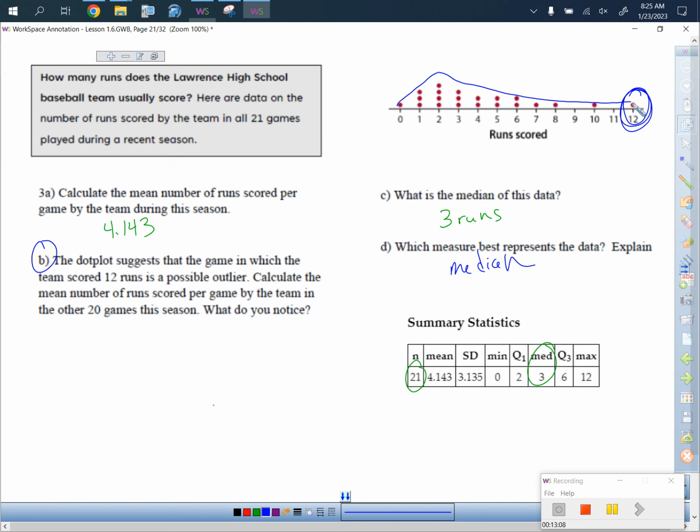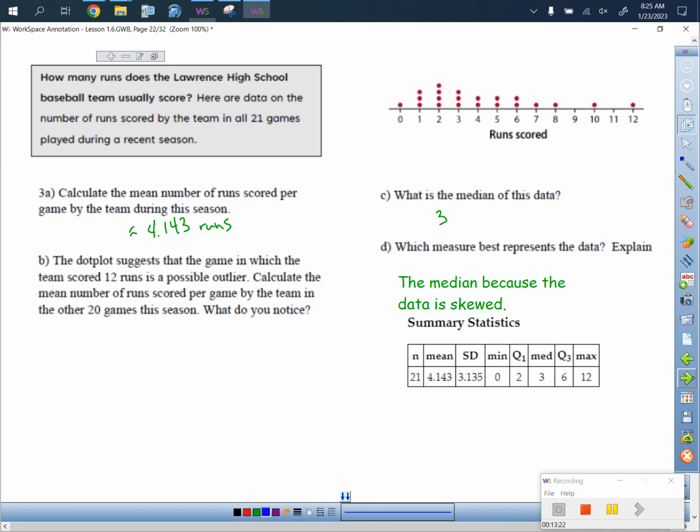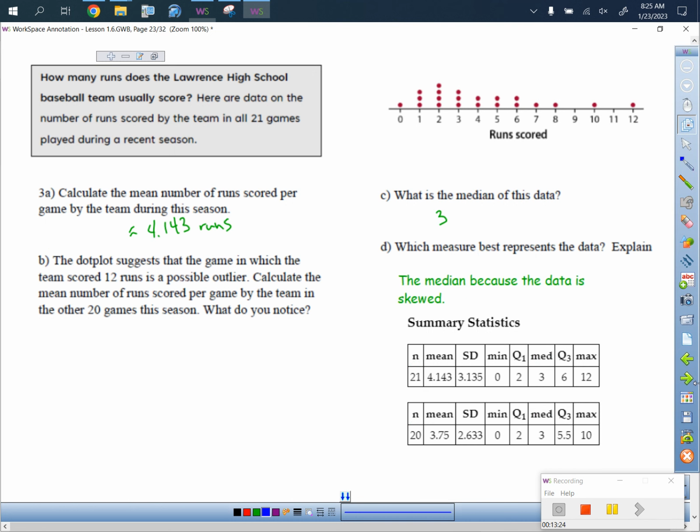They say, what would happen if we got rid of that guy? Like if we got rid of him, would you believe we would go from 21 scores to 20? So I just go back to my applet and delete that score and do the analysis over again. And here's where we resulted. It says, calculate the mean number of runs scored by the team in the other 20 games. So here's the mean. Boom, 3.75.